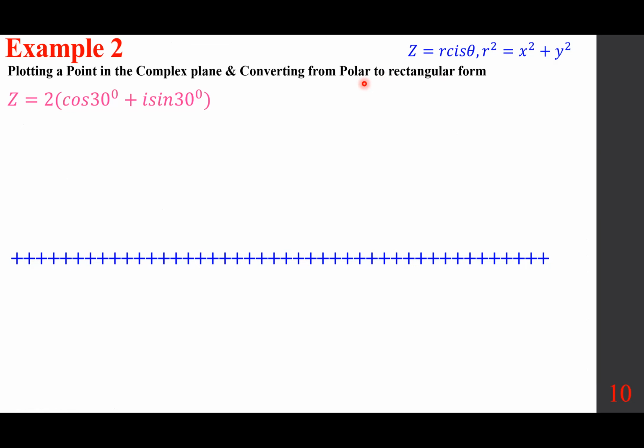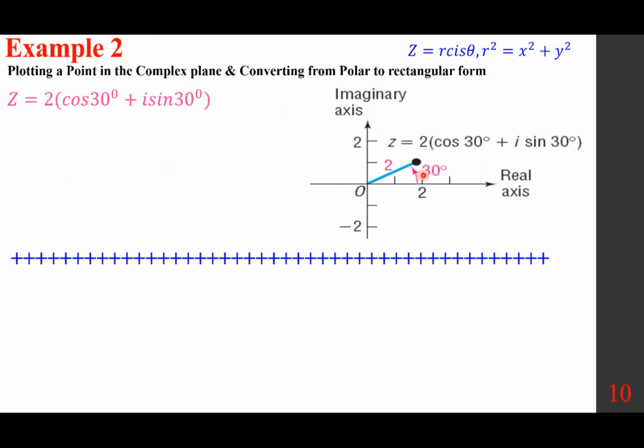So if we want to plot this first, we have a rectangular grid and we start with the theta angle, 30 degrees. So we make up a 30-degree angle and we go 1 and 2 tick marks. That's r.